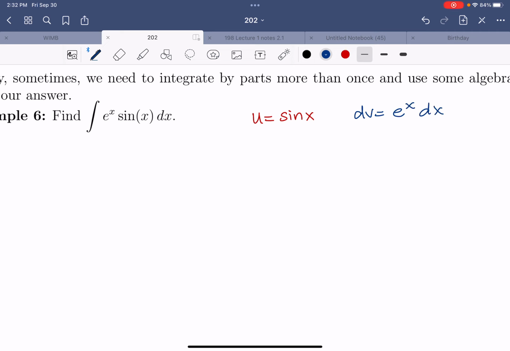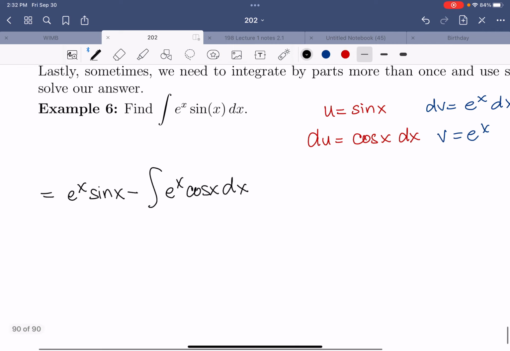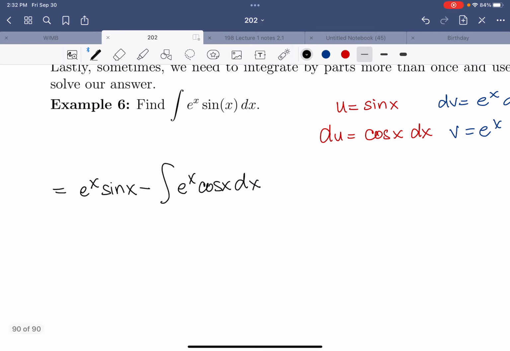So I'm going to choose u to be sine x and my dv to be e to the x dx. That makes du cosine x dx, and it makes v e to the x. Integration by parts tells me that along the diagonal, we have e to the x sine x minus the integral across the bottom of e to the x cosine x dx. Notice that my new integral looks identical to the old one, except that it's cosine now.